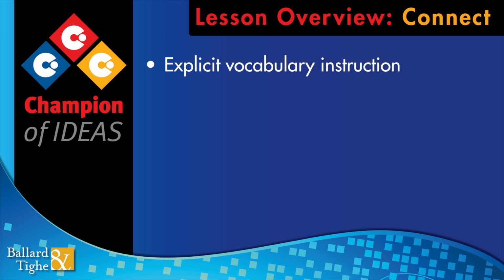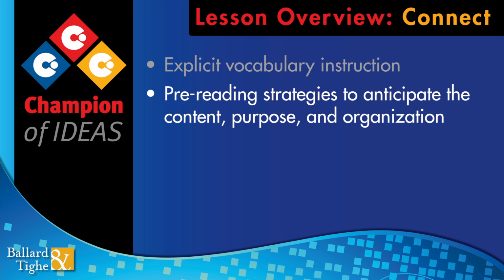In the Connect section, students receive explicit vocabulary instruction. Students work in groups to define target vocabulary through pictures, pantomimes, and words. The Champion Reader is an important component of this section. Students will preview the reading selection and utilize pre-reading strategies to access the text.